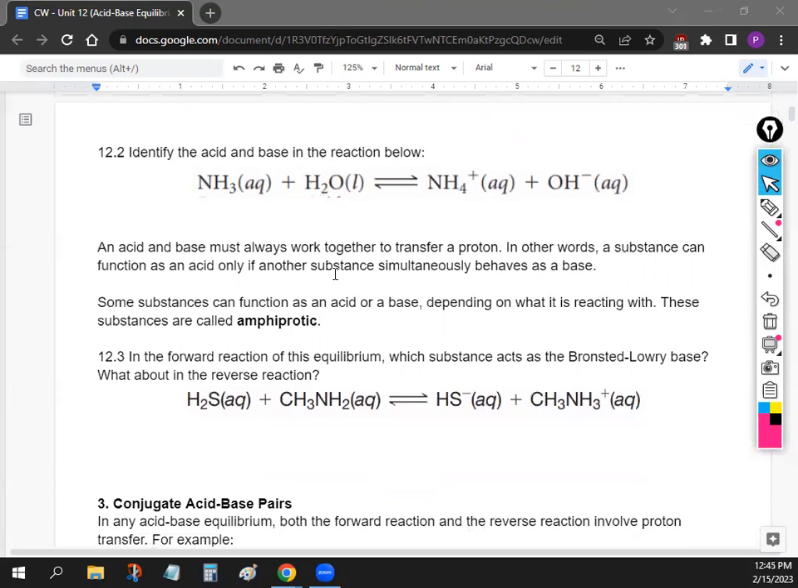Let's do this one really quickly too. I'll give you guys like 30 seconds just so we get used to this. So 12.2. 30 seconds to figure out which one's the acid, which one's the base.